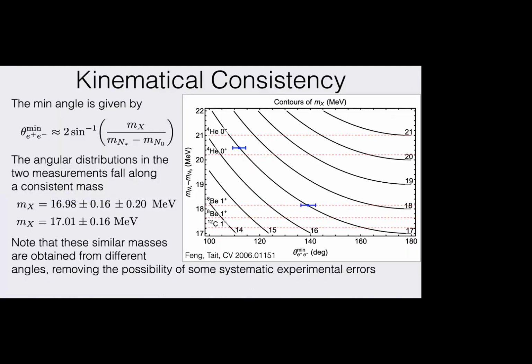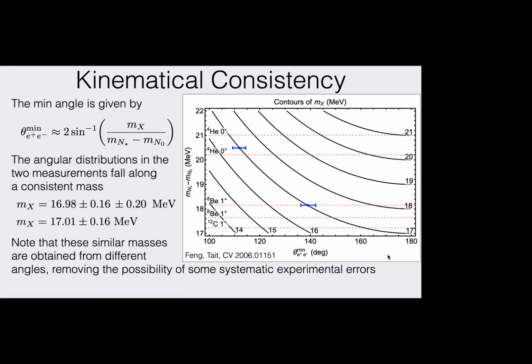Maybe to say this in one more way, you can imagine plotting this minimal angle between the E plus E minus pair versus the splitting between the ground state and the excited state, and then simply plotting the results from the different experiments, or from the one experiment, but using two different targets. And you can find that the measured angular centers both fall along consistent masses of around 17 MeV.